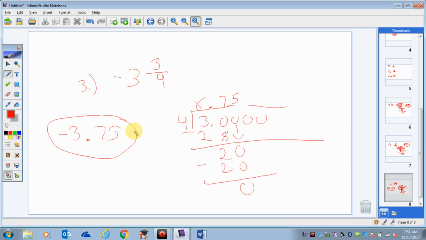And remember, when you're doing bar notation, you only put a line over the part that repeats. If it's one number that repeats, you put the line over it. If it's two numbers that repeat over and over, you put the line over the two numbers. But you do not put the line over numbers that don't repeat.